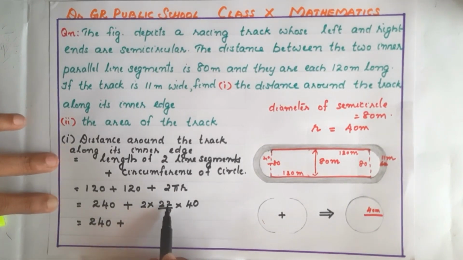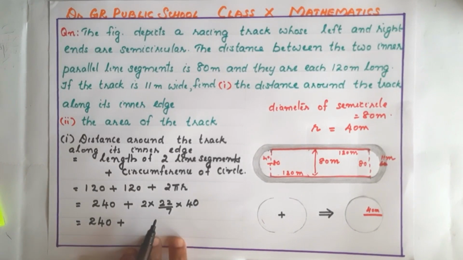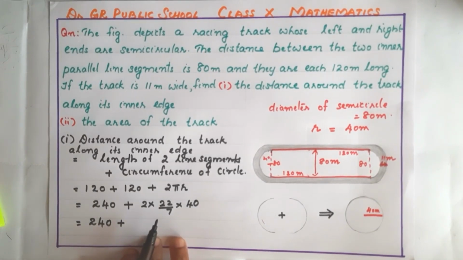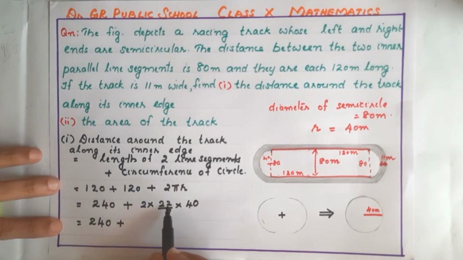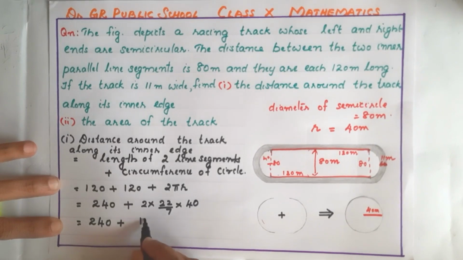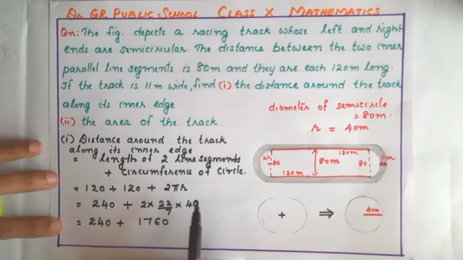So 2 into 22 into 40. What is 2 into 22 into 40? When you multiply 2 into 22, 44. 44 into 40, 1760. You have to check the calculation. You have to do the calculation yourself.